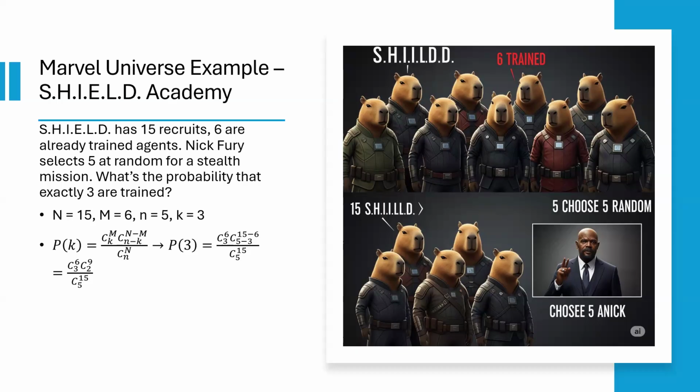And then we're just going to go to Excel and type it in again. So again, we'd do that hypergeometric distribution, we'd do 3, 5, 6, 15, false, because we're not doing cumulative. And you should get about 0.23976. This helps SHIELD balance stealth with training.